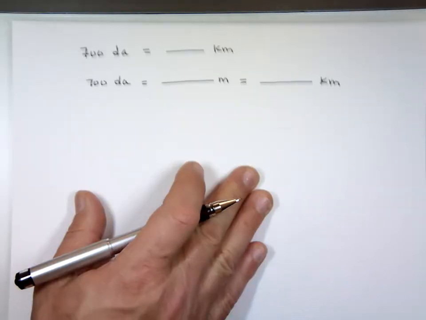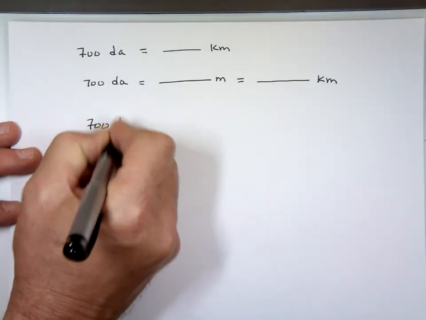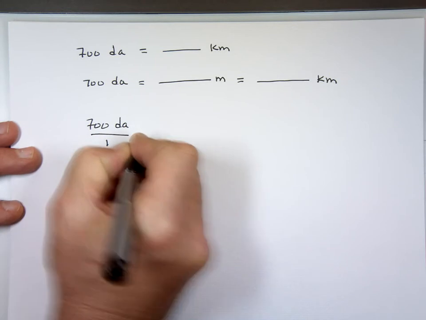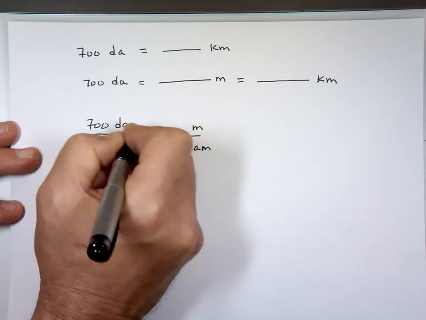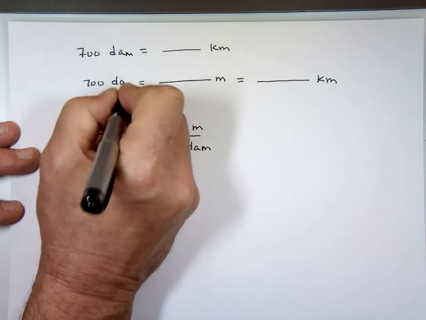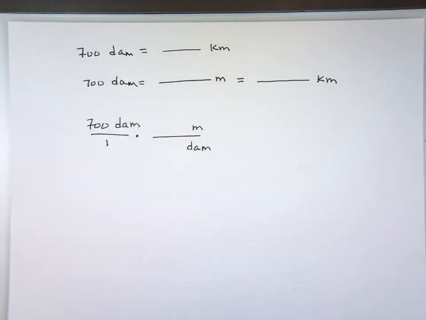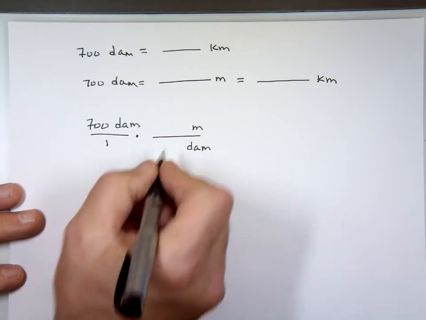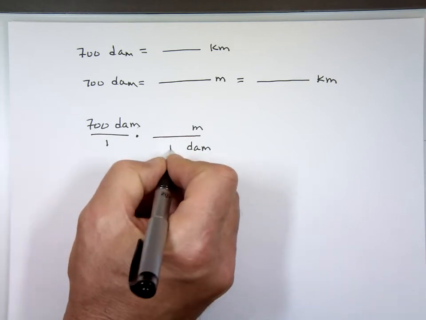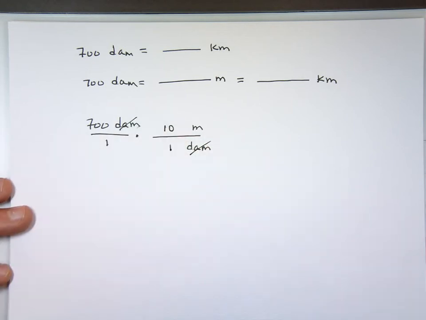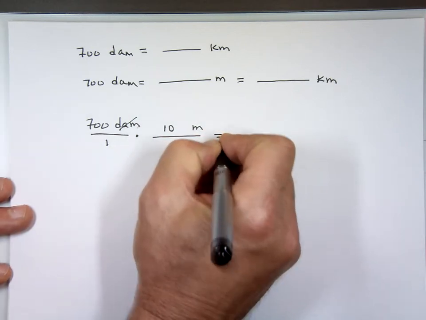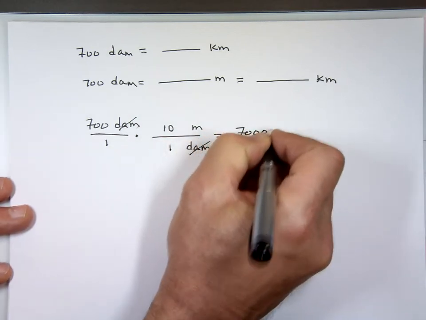So here we go. 700 dA over 1. I need dA on the bottom, decameters, and I want meters on the top. dA is just deca, whether it is meter, deca, kilogram, whatever it is. So now 1 decameter has how many? 10 meters. So that would be what? 7,000 meters.